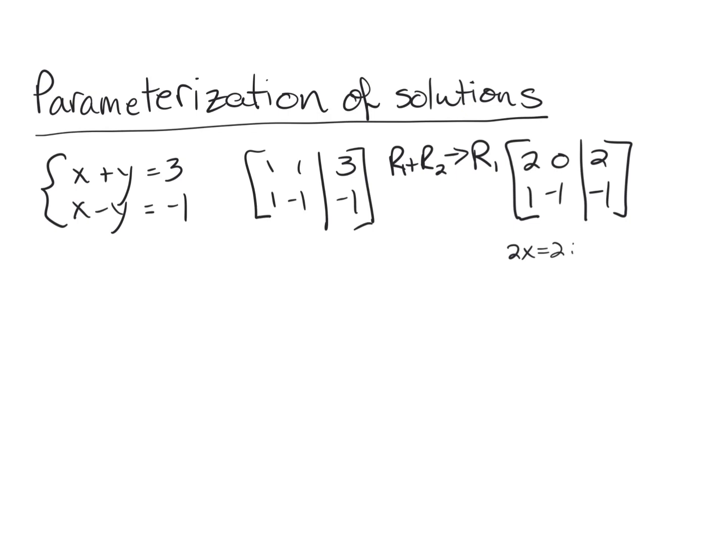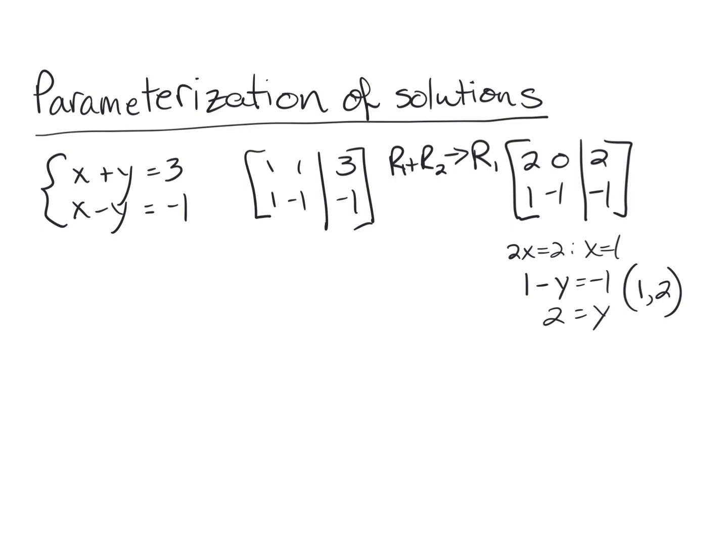2x equals 2, so x equals 1. Second row, that 1x, that's 1 times 1, minus 1y equals negative 1. So I'm going to move the y to the right, move the negative 1 to the left. I get y equals 2. You get a unique solution where x is 1, y is 2.